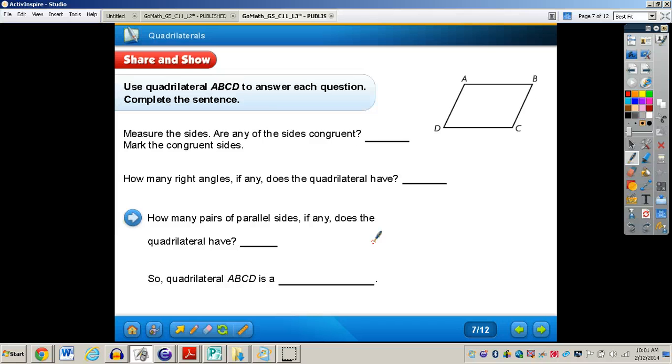You will need to have a ruler out and measure the different sides here on page 451. Your answers should reflect what I have on this page. Are any of the sides congruent? Yes, they are congruent. How many right angles, if any, does the quadrilateral have? It does not have any right angles, either obtuse or acute angles. And how many pairs of parallel sides, if any, does it have? There are 2 pairs. We can see this is a pair of parallel sides, and this would be a pair of parallel sides as well. So we could say that the quadrilateral ABCD is a parallelogram.